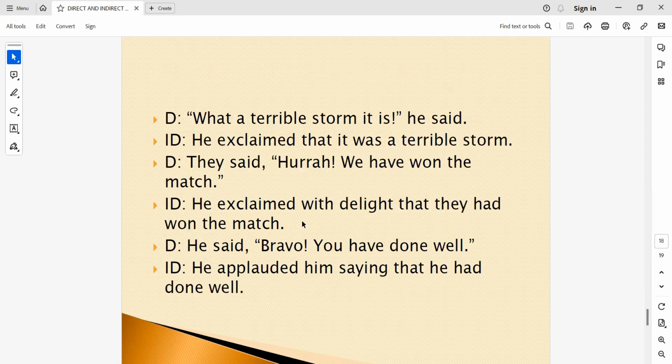See the examples given. What a terrible storm it is, he said. He exclaimed that it was a terrible storm. They said, hurrah, we have won the match. It's with happiness, right? So we have to use some of the phrases like delight. He exclaimed with delight that they had won the match. He said, "Bravo, you have done well." It's appreciating some good things. So he applauded him, saying that he had done well. So this is how the suitable phrases have to be used while expressing exclamations and wishes.